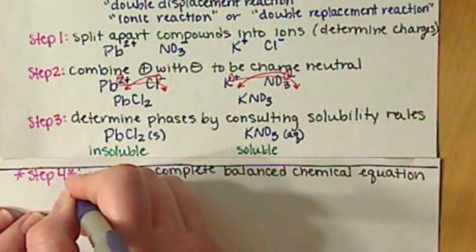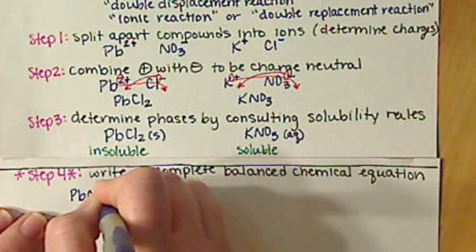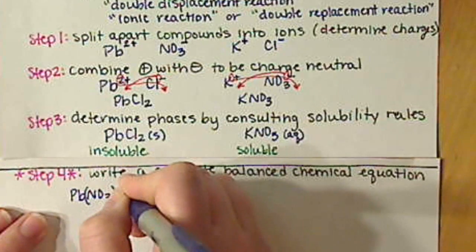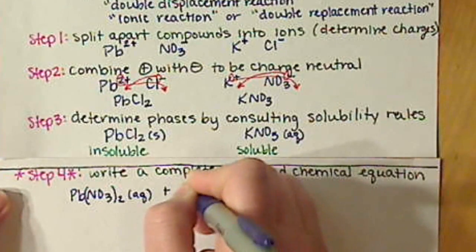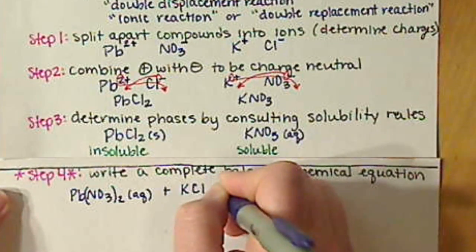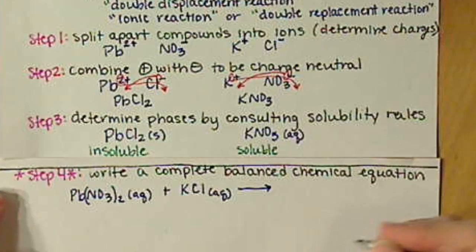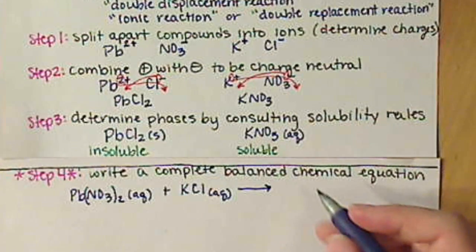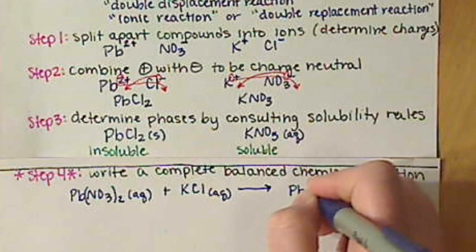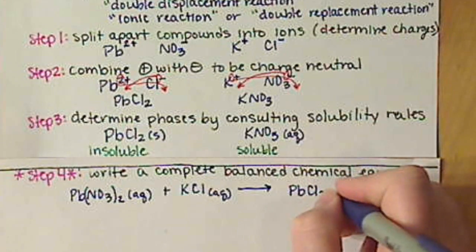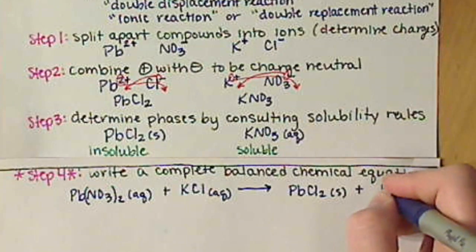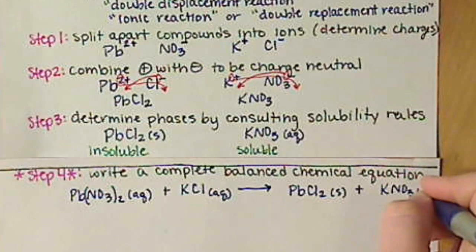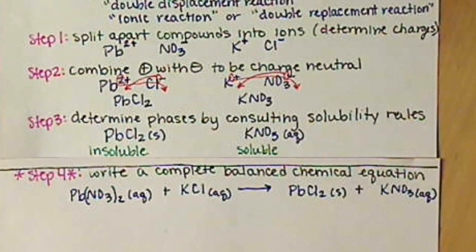So we have PbNO3. That started out as aqueous. So did our KCl. And we know we're forming our PbCl2. We know that's a solid. And KNO3, aqueous.